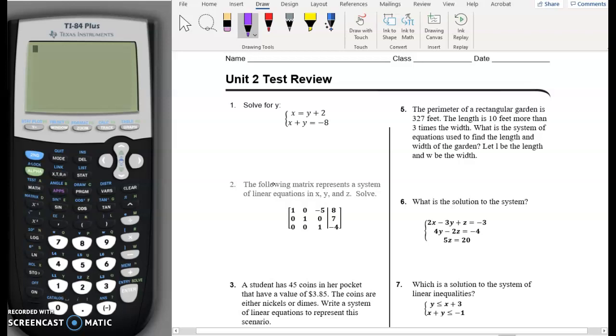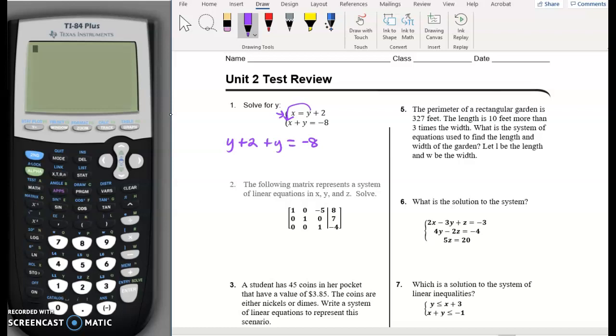It wants us to solve for y. What this means is to actually solve for the solution of y, not solve the equations into slope-intercept form. So since this equation right here is x equals y plus 2, I'm just going to go ahead and solve this via substitution. Plug this in for x right here. And so when I rewrite this equation, instead of writing x, I'm going to write y plus 2, and then plus y equals negative 8.